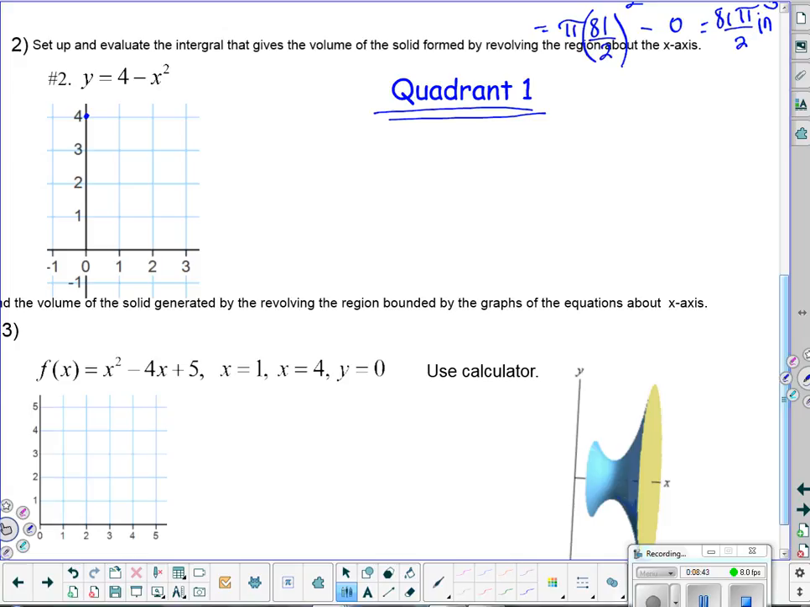So if we put in 1, we'd have 4 minus 1 is 3, put in 2, and we have 0. So there's our right side of that parabola. That is going to revolve around the x-axis, is what the directions said. So we're revolving about x.